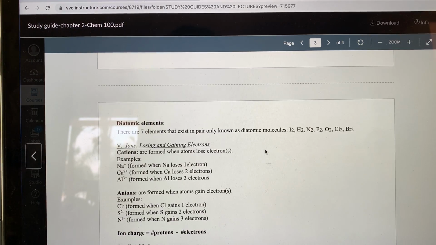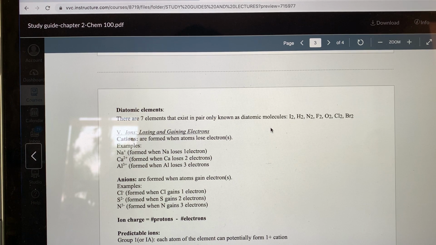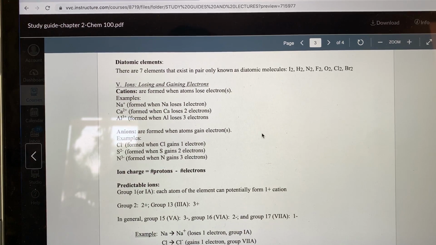Okay, notice that there are 7 elements, and if you want to work with them, they only exist in diatomic form, or in pairs, and that's iodine, hydrogen, nitrogen, fluorine, oxygen, chlorine, and bromine. Only diatomic form. These are the gases, except iodine is a solid at room temperature, but if you warm it up a little bit, it becomes a nice purple gas. Now ions.